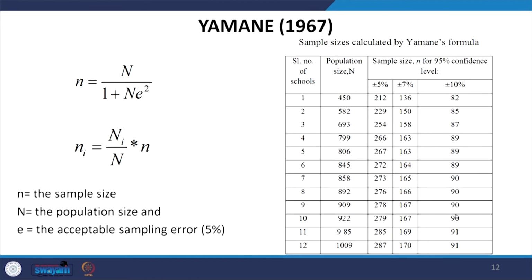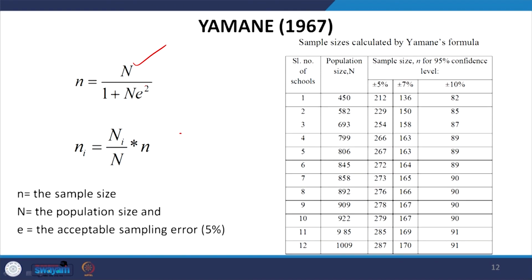We have another formula for when very limited information is given, called the Yamane formula, proposed in 1967. If only the population and the margin of error, two pieces of information, are there, you are able to find out the sample size. Here the sample size n is equal to capital N divided by 1 plus N e square, where small n is the sample size, capital N is the population, and e is the sampling error, usually considered to be 5%.